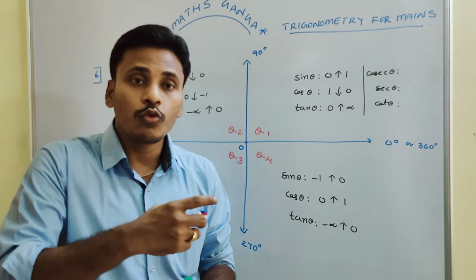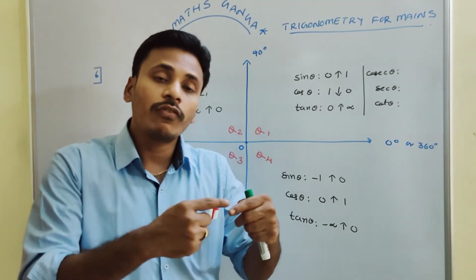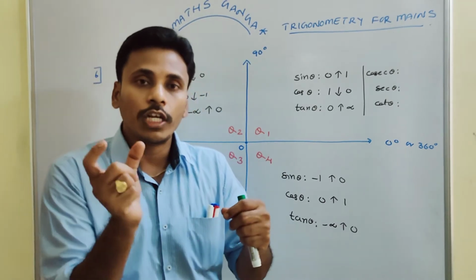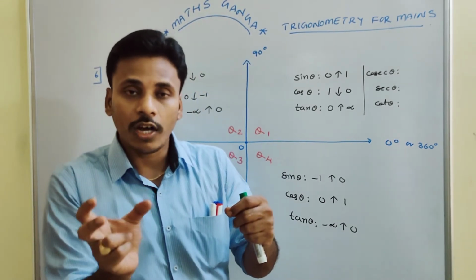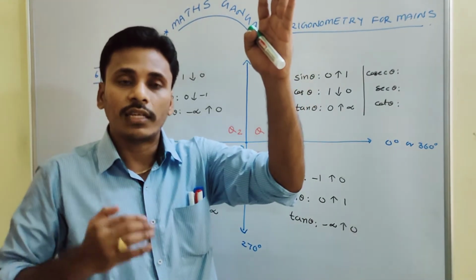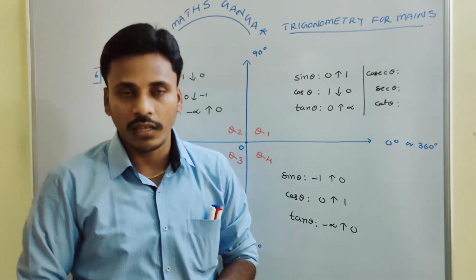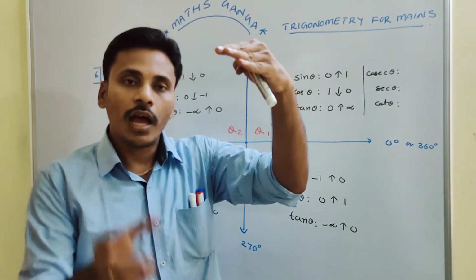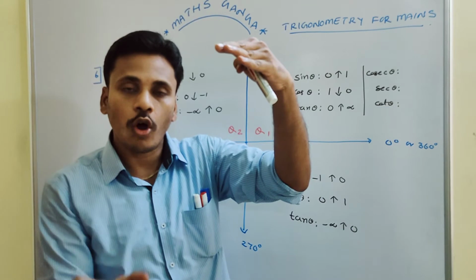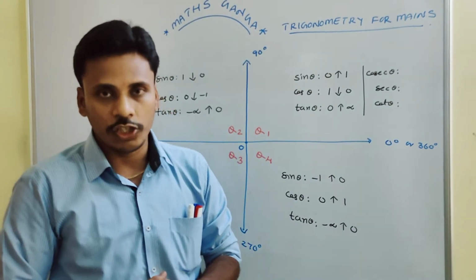If you increase the values of theta, if you increase the angle, along with the increment of the angles you need to analyze sine of those angles, cos of those angles, tan of those angles. Along with the increment of the angles theta, if their trigonometric ratio, sine, increases, then we say that sine is increasing. If the angles are increasing and the values of a trigonometric ratio are decreasing, then we say that the trigonometric ratio is decreasing in that nature, right?